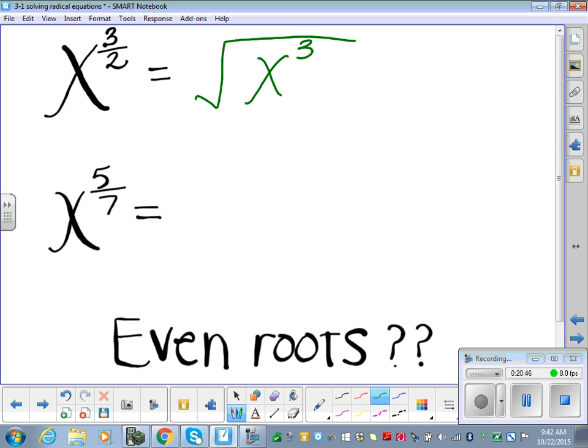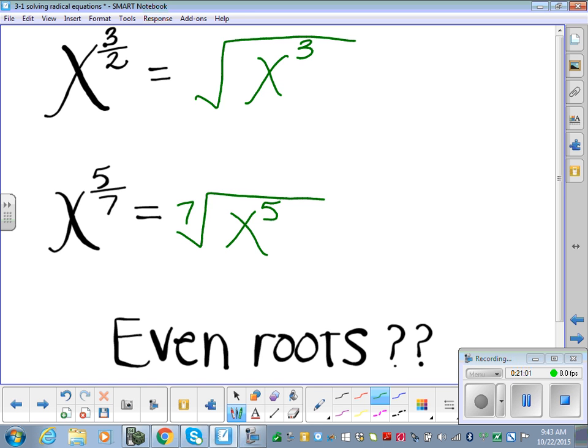Okay, let's rewrite this one. x to the 5/7. What's my root? So it's the 7th root. Roots are on bottom just like a flower. 7th root of x to the 5th power. Power's on top like the sun.